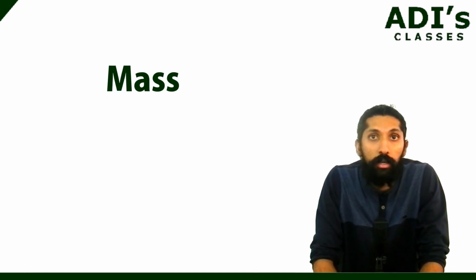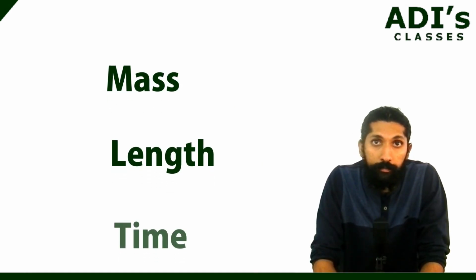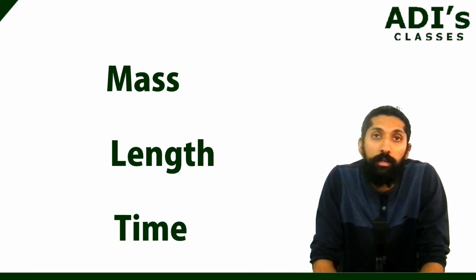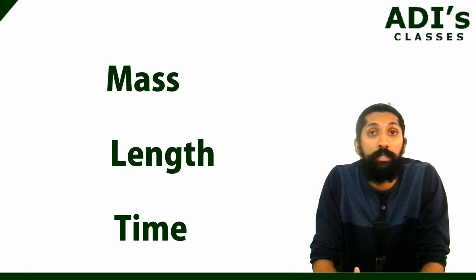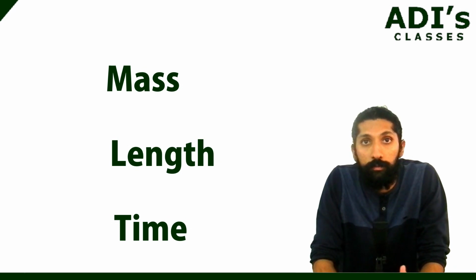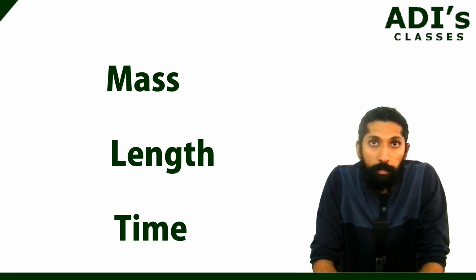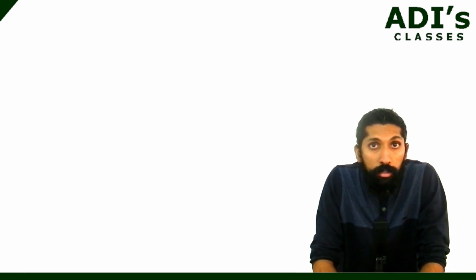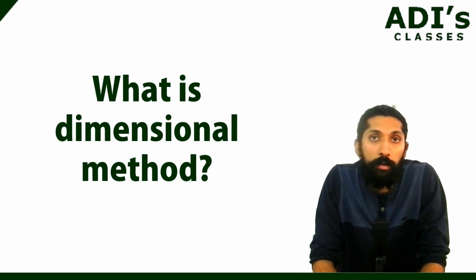Now, all these physical quantities, generally we represent them in terms of the three fundamental units, that is mass, length and time. Okay. Now here we use something called the dimensional method of writing the units for these physical quantities. Okay. What is the dimensional method? You guys are going to see in the upcoming videos.